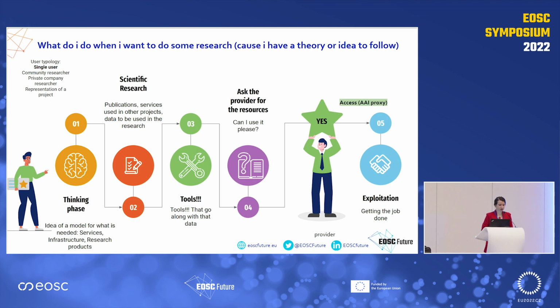And the use, even though we are talking about the open access environment, is still not the same, or it's not unified when it comes to the access part. And in the scope of the access, we figured it might change in the future, that there is a single user, community researcher, but the community itself is a user type. The business user, the private companies here, representation of a project, because a project is also a potential user of the EOSC.